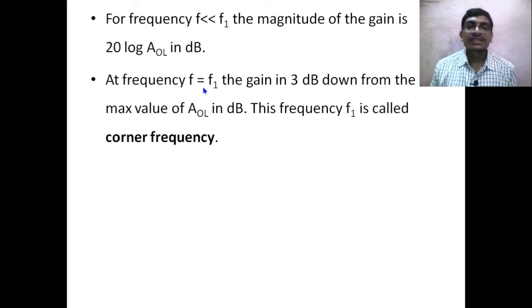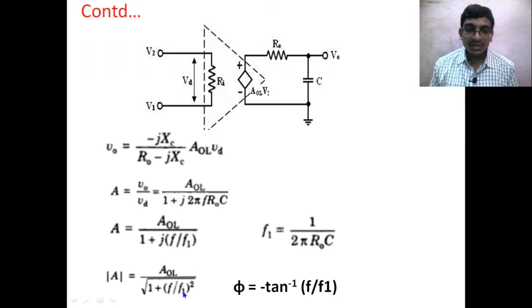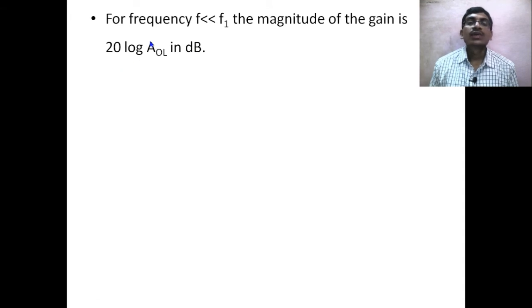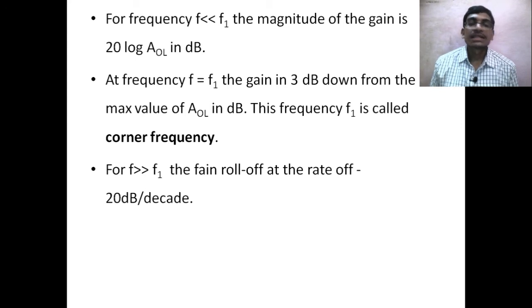In this case, at frequency f equal to f1, the gain is minus 3 dB down from the maximum value of AOL in decibels. The frequency f1 is called the corner frequency. So at f equal to f1, what happens? The gain will decrease by 3 dB. In this equation, at f equal to f1, f1 by f1 becomes 1. So 1 squared is 1, 1 plus 1 is 2. AOL by root 2 will be the gain. When we apply decibels, 20 log of AOL by root 2, it is equal to minus 3 dB less than the maximum value, where f1 is also called the corner frequency.